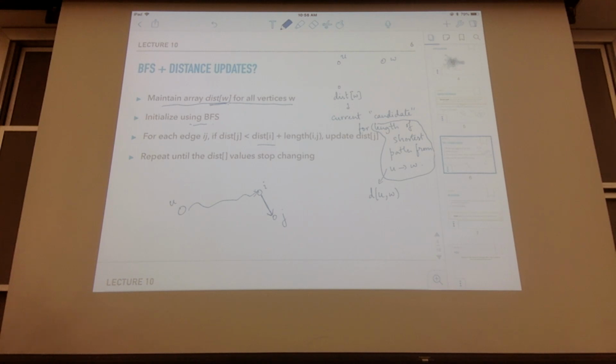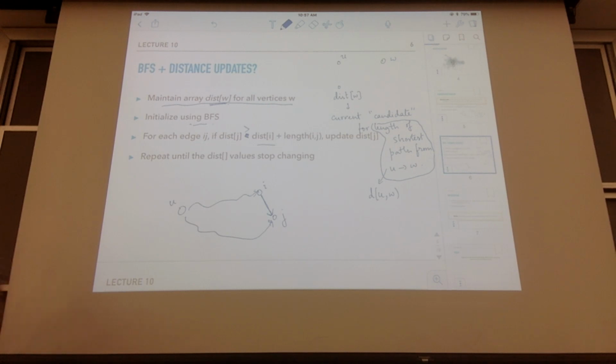If the distance to i plus the length of the edge ij is less than the path you currently had from u to j, then you've got to update. Then you were obviously suboptimal. So you just update dist of j to be equal to dist of i plus length of ij.